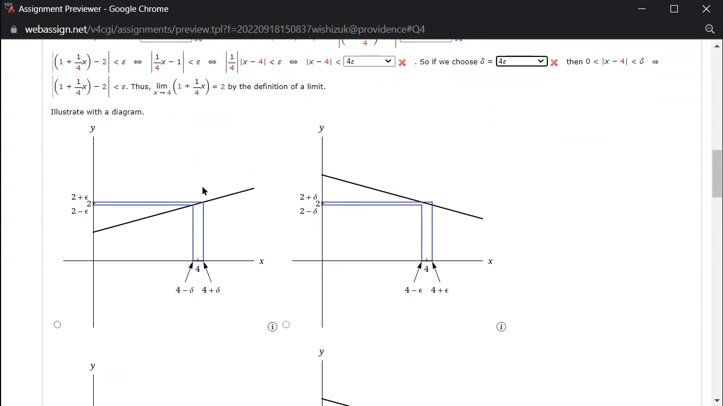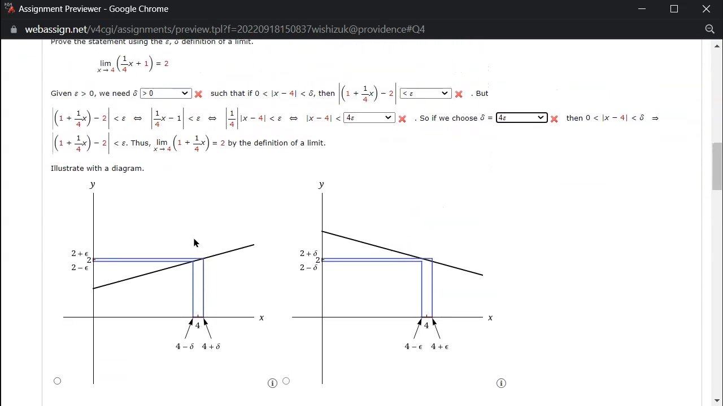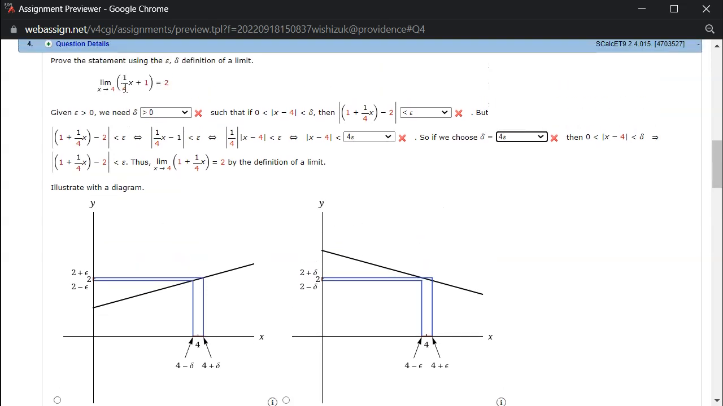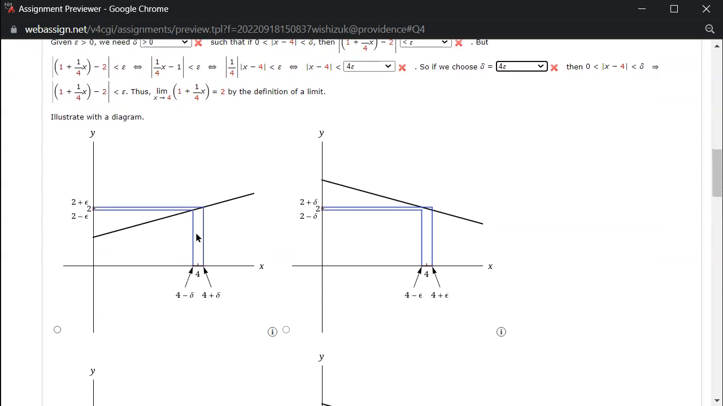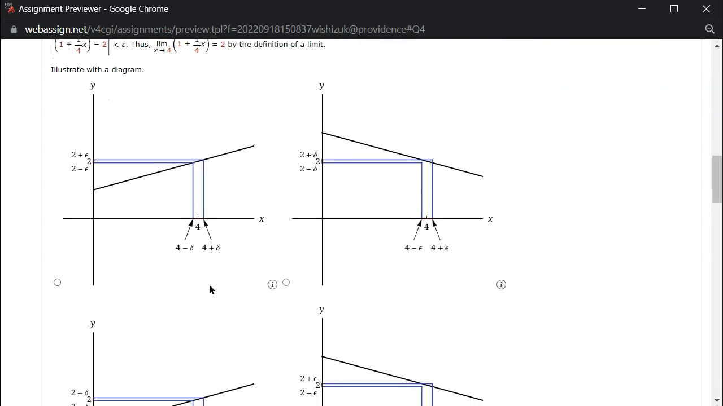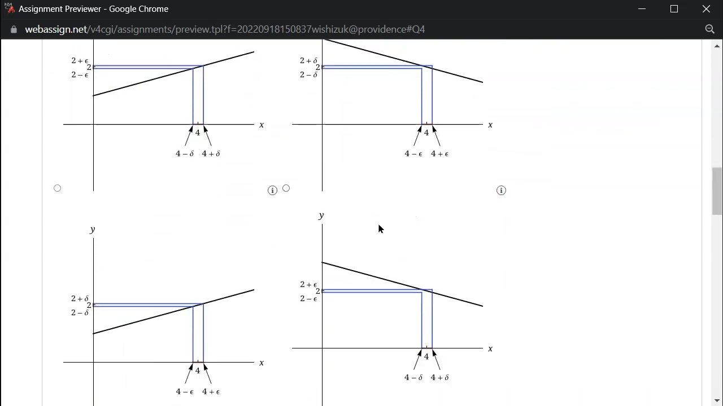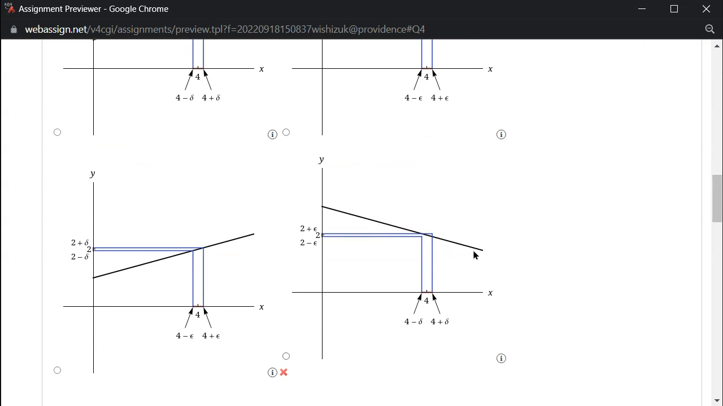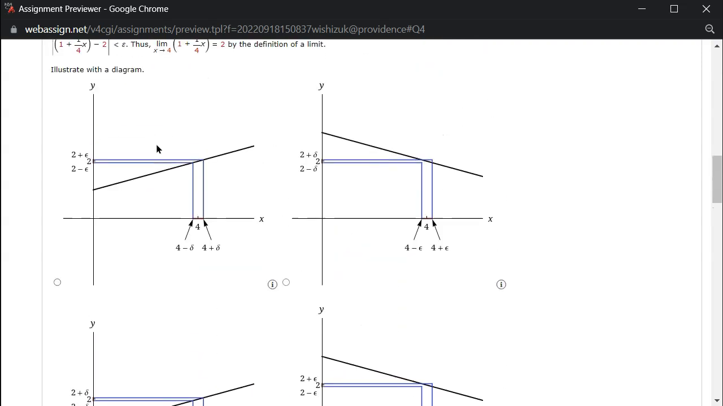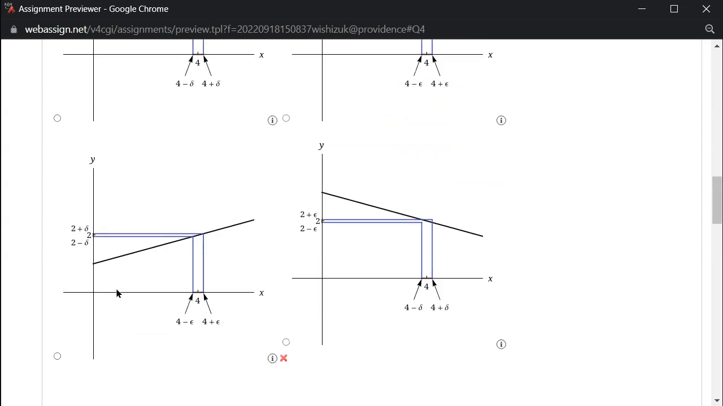All right, so let's see. First, we have to get the correct picture. So 4x plus 1, it could be this. But here, definitely not this one because its slope is negative there. And this one has a negative slope. So we're going to have either the first one or the third one.